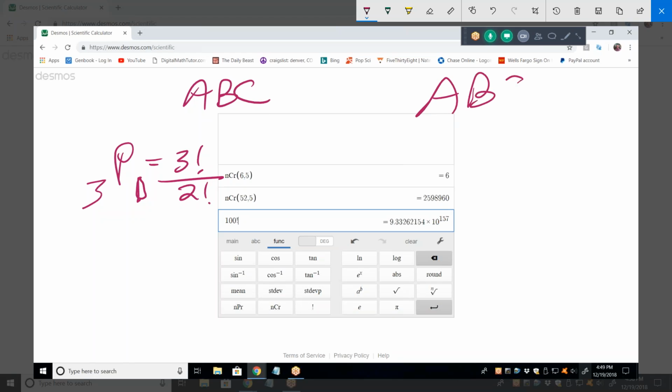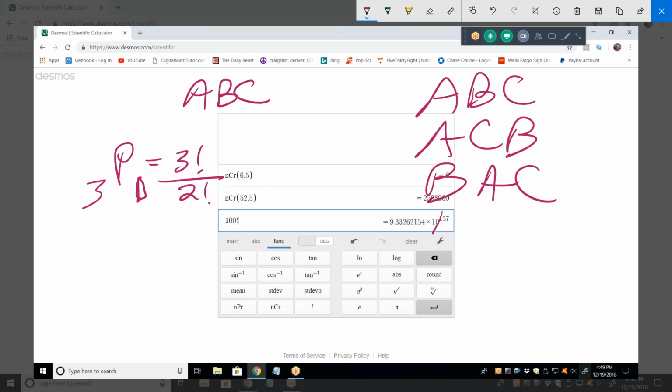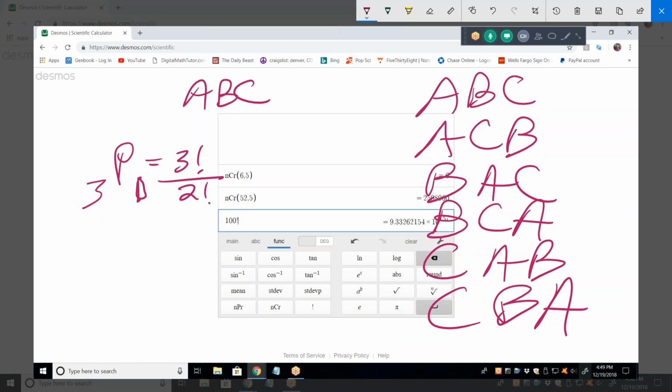ABC is one way, ACB is another way, BAC is a third, BCA is a fourth, and finally we'll do the C's, CAB and CBA. That's the only 6 ways that you can arrange those 3 letters with order mattering.